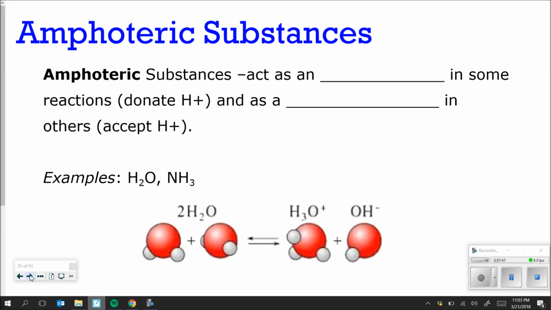Okay, so an amphoteric substance. An amphoteric substance is going to act as an acid in some cases, so that means it's going to donate that proton. And sometimes it's going to act as a base, and it's going to accept that proton. It all just depends on the situation that it's in. A good example of this is water. Remember, in the self-ionization of water, what was actually happening was that of the 2 water molecules, one was acting as my acid and one was acting as my base to form hydronium and hydroxide, my conjugate acid and my conjugate base. And ammonia is going to do the same thing.